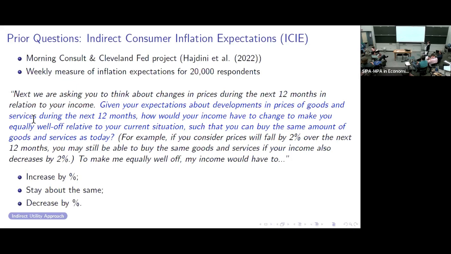So given your expectations about developments in prices of goods and services during the next 12 months, how would your income have to change to make you equally well off relative to your current situation, so that you can buy the same amount of goods and services as you do today? And you can opt for an increase, stay about the same, or decrease.